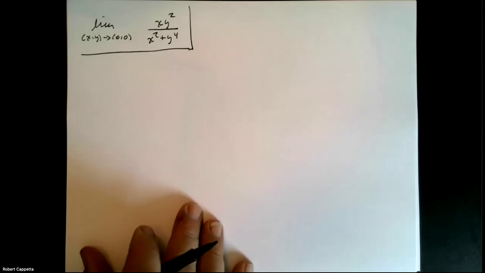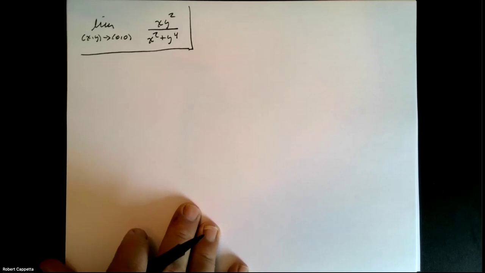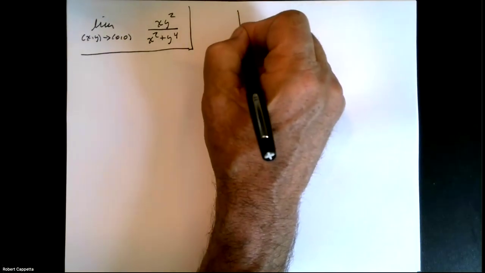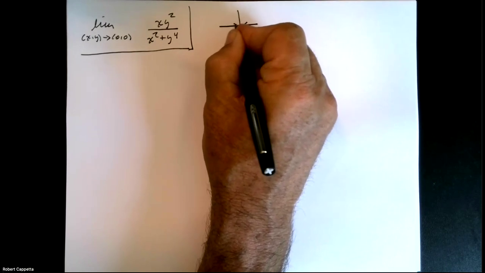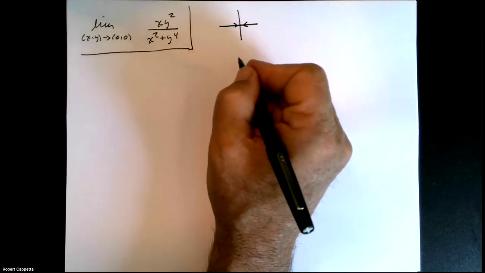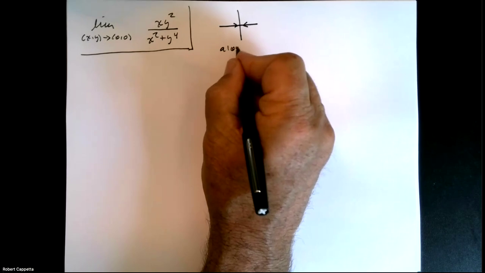Okay, we're going to look at the limit as (x, y) approaches (0, 0) of xy squared over x squared plus y to the fourth. And we are going to look at this by approaching from different directions. This will be the first path I'm going to take towards (0, 0), and that's along the line y equals 0.